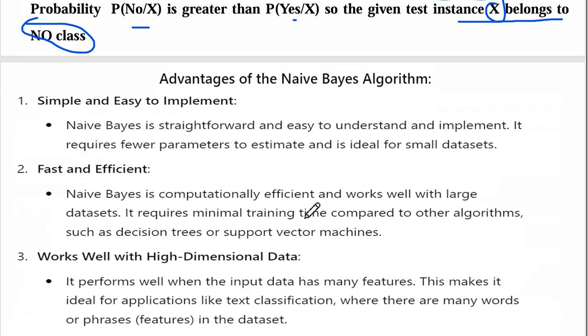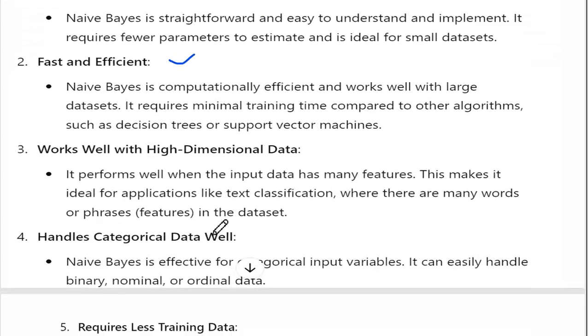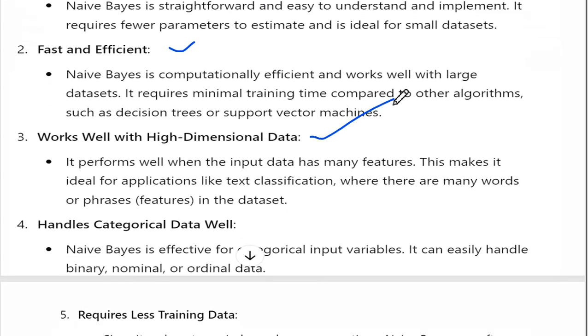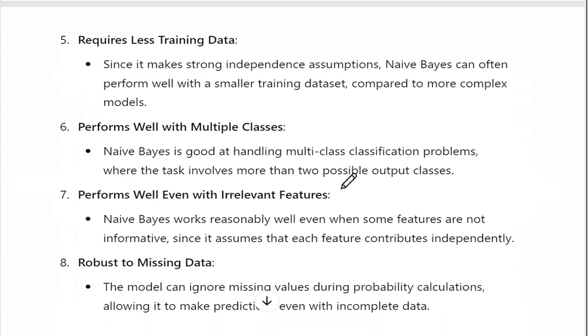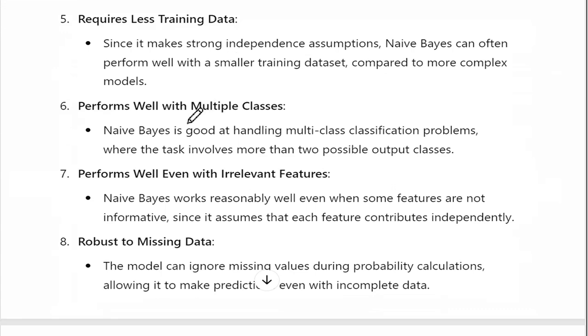Next, we can see the advantages of the naive Bayes algorithm. The first thing is that it is simple, easy to implement, fast and efficient. It also works with high dimensional data. It handles categorical data as well. It is not only for continuous values; it also handles binary attributes, nominal attributes, or ordinal data very well. And it requires less training data. It performs well with multiple classes. For example, in the given example, we took only two classes, the yes class and the no class.